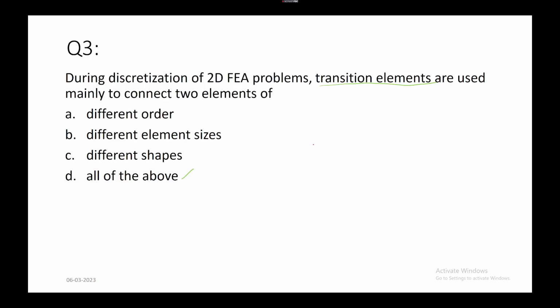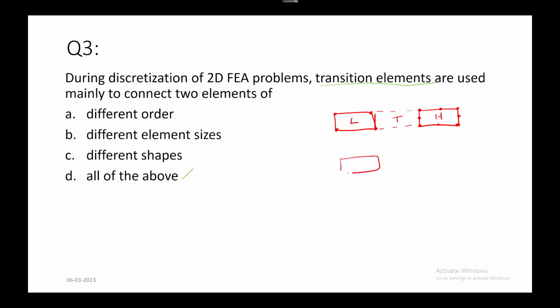revisit the two cases. So let us say that you are having an element like this where you have nodes only on the end points. So this is some lower order element, and then we have something like this. So it's an 8 noded. So in between you are going to connect through some kind of element which will have only two nodes here, but it will have three nodes here. So this is one kind of connection.